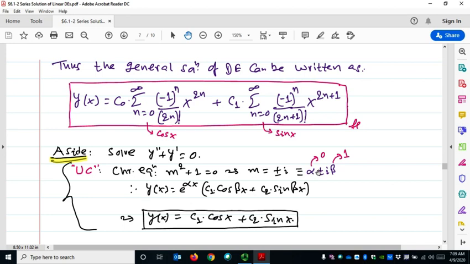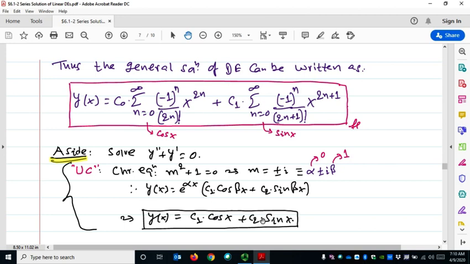If I assume this is alpha plus or minus i beta, then the solution is e to the alpha x times c1 cosine beta x plus c2 sine beta x. Here alpha is 0, beta is 1. So then our general solution becomes y(x) equals c1 cosine x plus c2 sine x, which is exactly what we found here. Don't worry about this c0 and c1, these are constants.